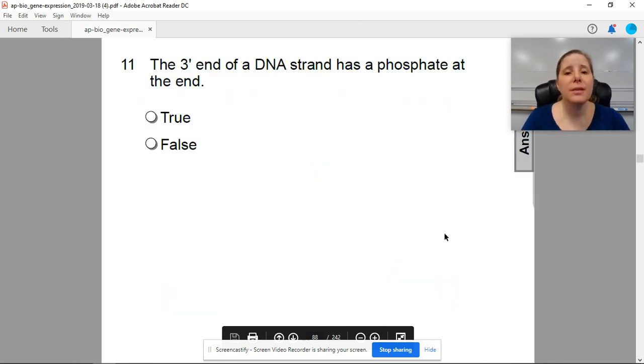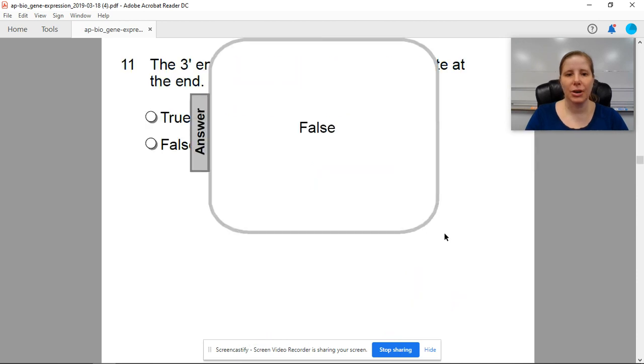The 3' end of the strand has a phosphate at the end. True or false? Oh, sorry. False, because it has the OH end. Good.